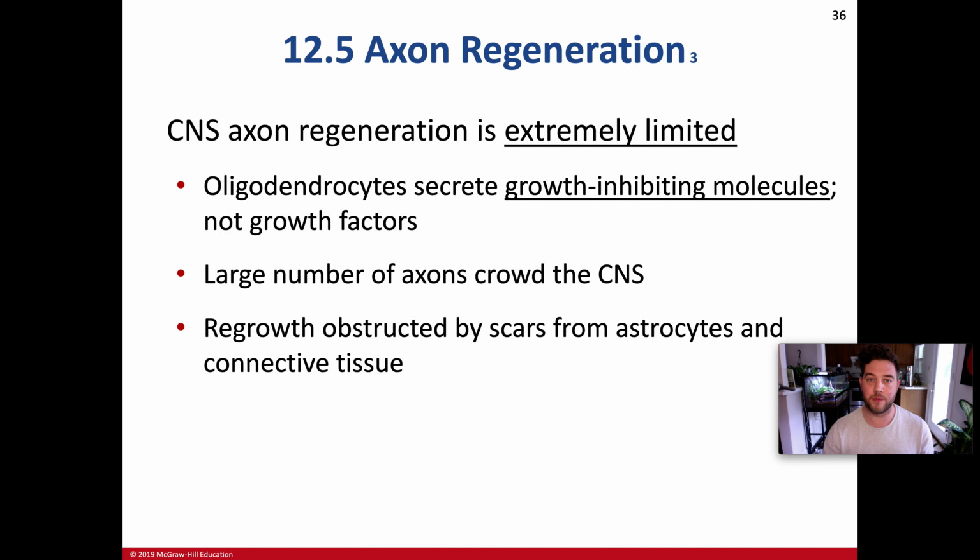Also, that is partly why the central nervous system is so much more protected. It's housed within the skull and the spinal column versus the peripheral nervous system, which is more outside of that. The peripheral nervous system is easier to repair, whereas the CNS has more protection, but it does not repair as easily.